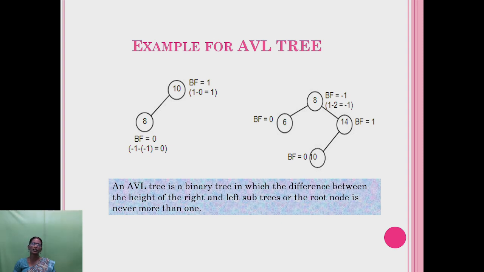An AVL tree is a binary tree, and the difference between the height of the left subtree and the right subtree of the root is never more than 1.